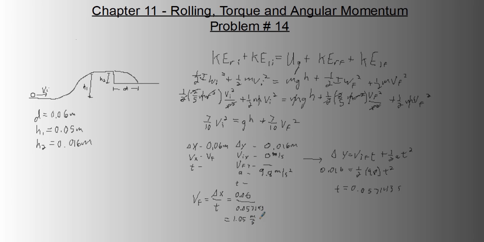So you take that 1.05, stick it up into here, solve for v initial. I'll skip all the algebra, you can do that. You get v initial equals 1.34 meters per second. Cool. And that's it.